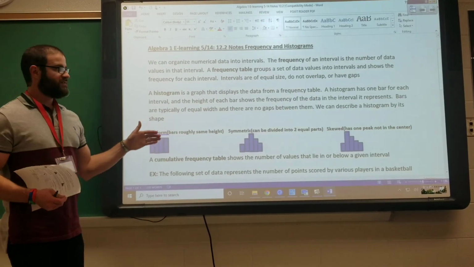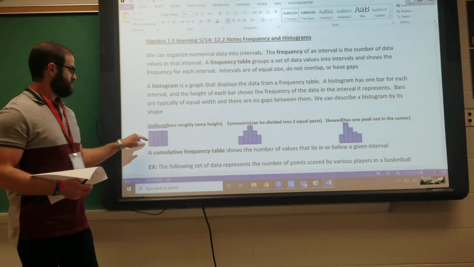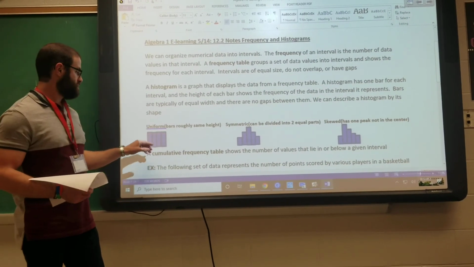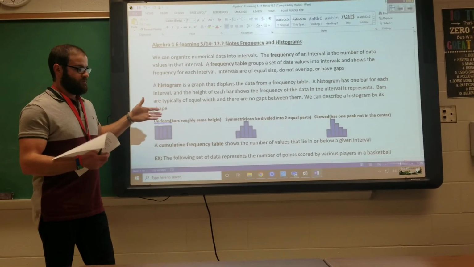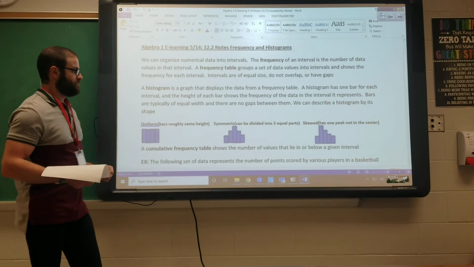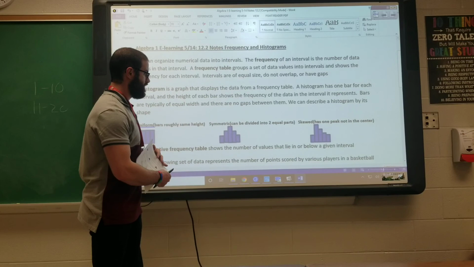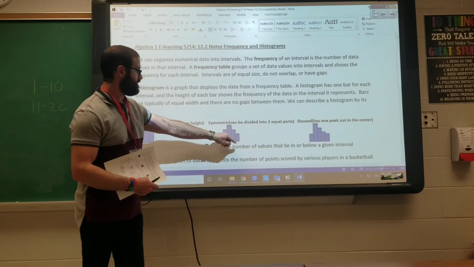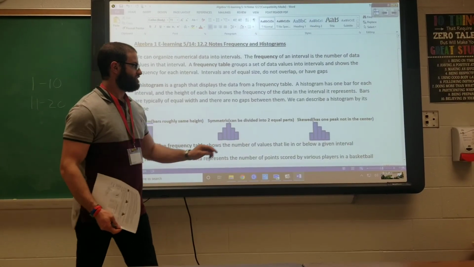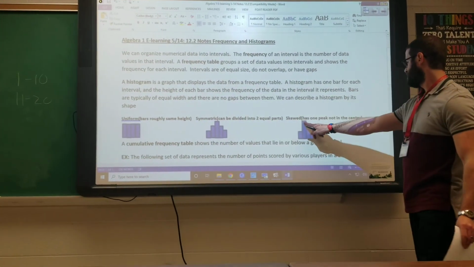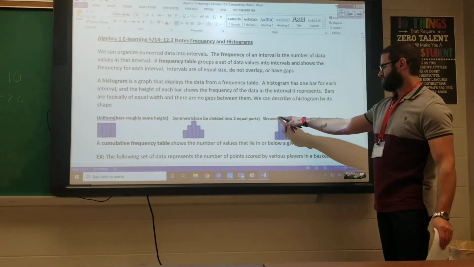There are some terms we're going to see, so we can describe a histogram by its shape. The first one would be uniform, because all the bars are roughly the same height, which means all of the intervals have about the same frequency. Symmetric looks something more like this. If we took a vertical line and sliced it down the middle, it would be like a mirror image on either side, two equal parts. Skewed is where we see a peak that's not in the center, that's off to one side. The highest bar is off to one side.